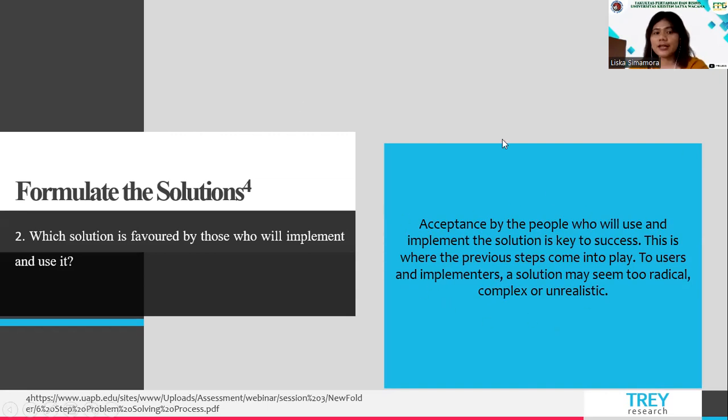So another important thing to determine the solution that we are going to implement is to make sure that people will love it, because the success of your project depends on the acceptance from your users, and also from the team, the implementers, which is maybe your team or your company.